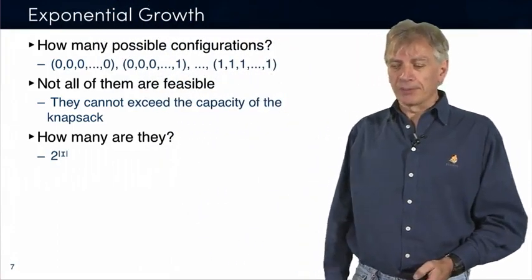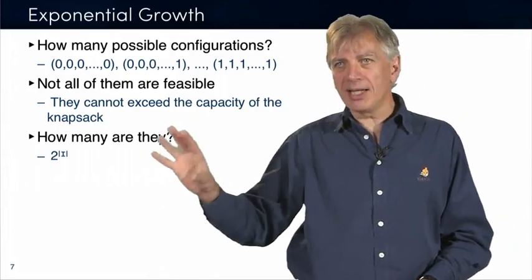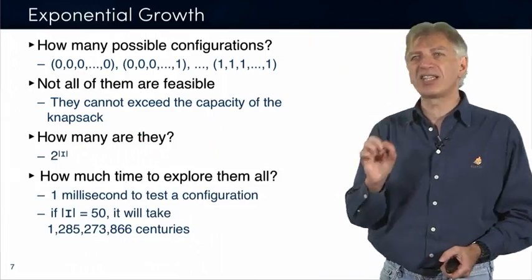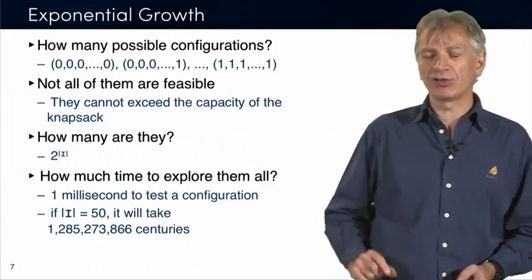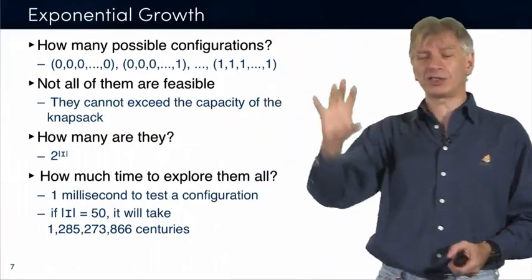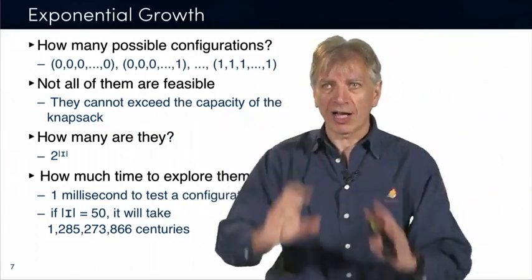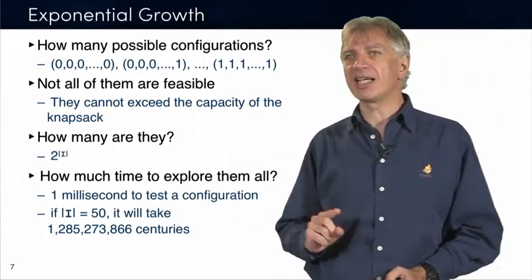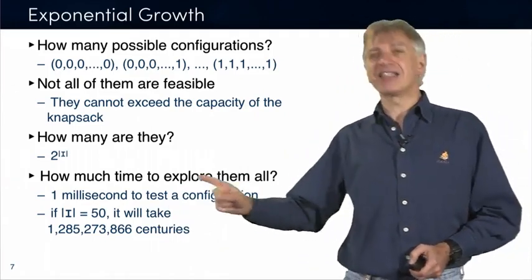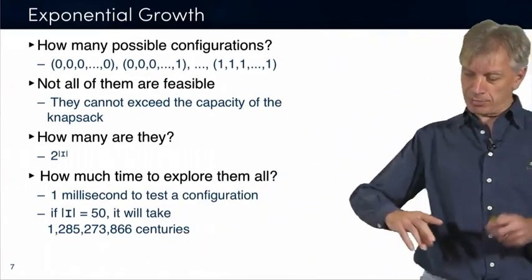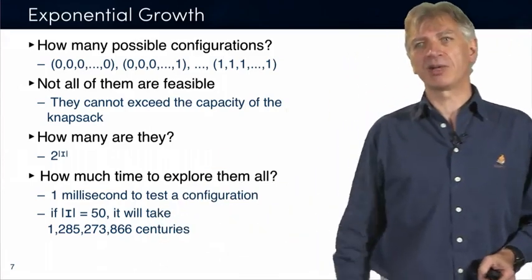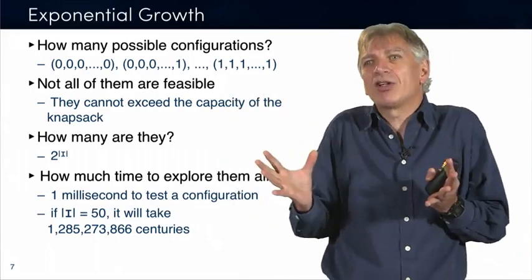Let me give you an idea of how fast this value is increasing. Assume that it takes 1 millisecond to test if a configuration is feasible. And we try to enumerate all of them, test them, and then select the best one. We just apply a brute force algorithm to do this. If it takes 1 millisecond to test any configuration and you have 50 items, it will take a huge number of centuries. It's more like 1 billion centuries to actually solve this. So this is huge, and you can't solve the problem this way.